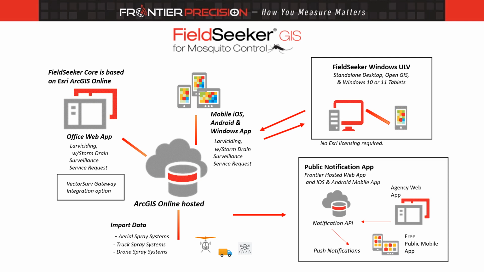And then the ULV app is a separate app. It can be implemented independently of Core. So some people already have their own solutions for tracking larviciding and surveillance. So the truck spray app can be used by itself, and that one does not require any Esri licensing. So we did that for low cost of entry. There's no license fees for the database or for the GIS parts, just for the Field Seeker part.